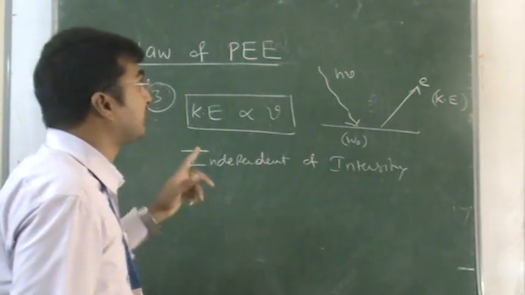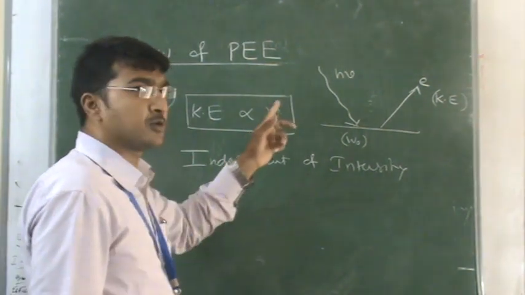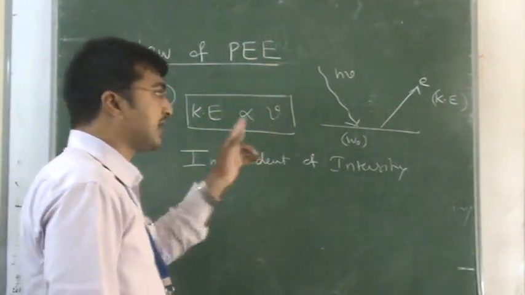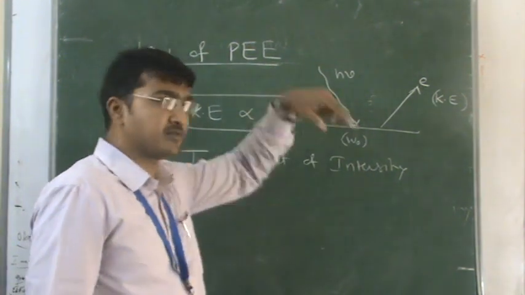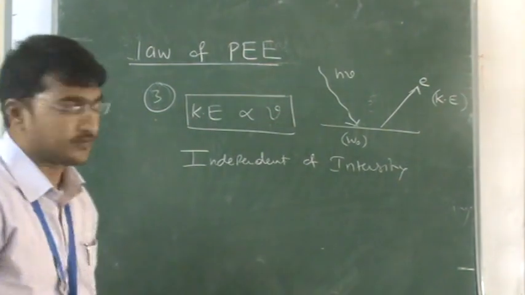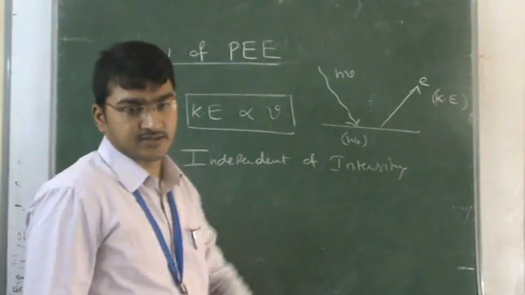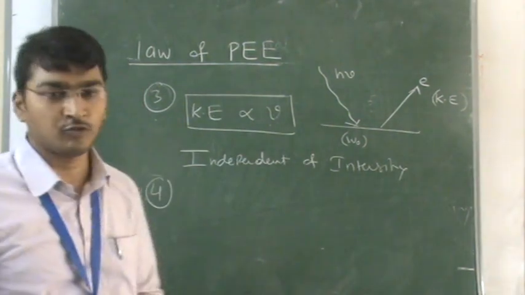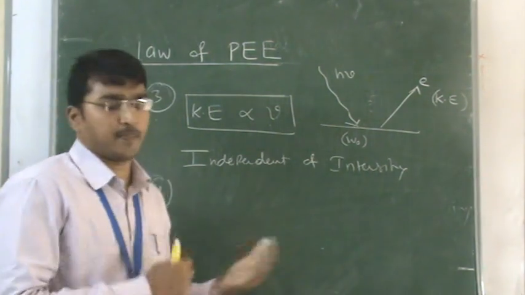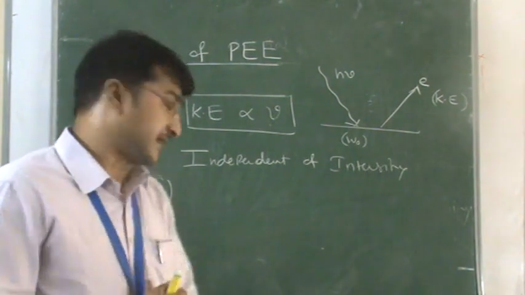The kinetic energy of photoelectrons is directly proportional to frequency. The kinetic energy of photoelectrons is independent of intensity. In the previous case it was different, here it is different. So independent of intensity, this is the key word. Now coming to the fourth point, the fourth law. What does the fourth law state?